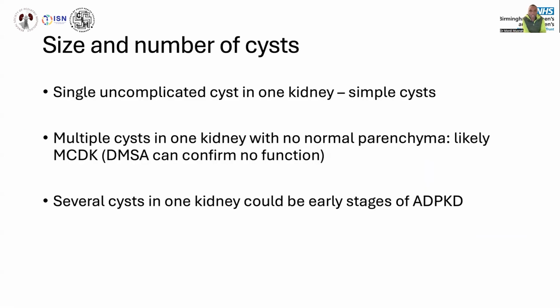So we talked a little bit about the size and the number of cysts, and I mentioned whether this could be a single uncomplicated cyst in one kidney, which is a simple cyst, or these multiple cysts in which there is no normal parenchyma, which could be the multicystic dysplastic kidney, and we can always do a DMSA to confirm whether there's any function in that kidney. Or these several cysts in one kidney, which could be the early stages of an autosomal dominant polycystic kidney disease.